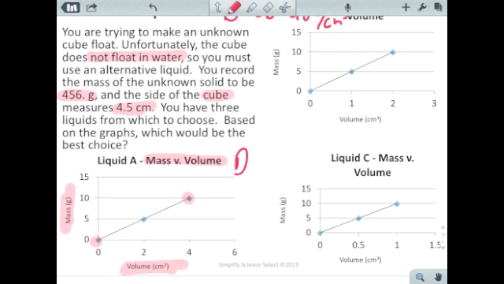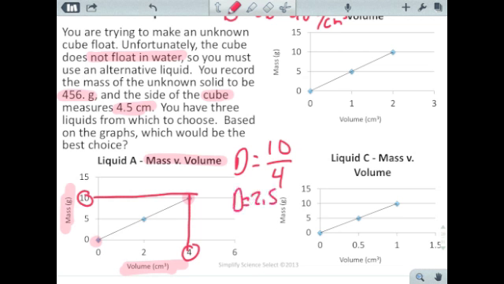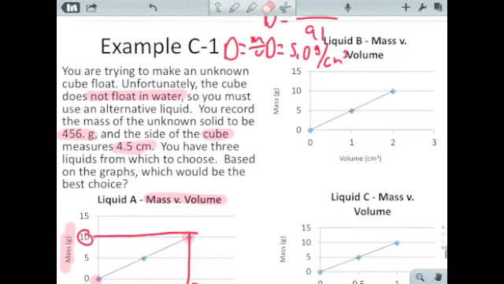Here's our mass, which is going to be 10 right here. And then our volume at that point would be 4. So we would get our density there, and our density would be 2.5. So we know that it couldn't be liquid A because liquid A is not over 5. Okay, so let's move on to the next one, and we'll do the same exact thing.